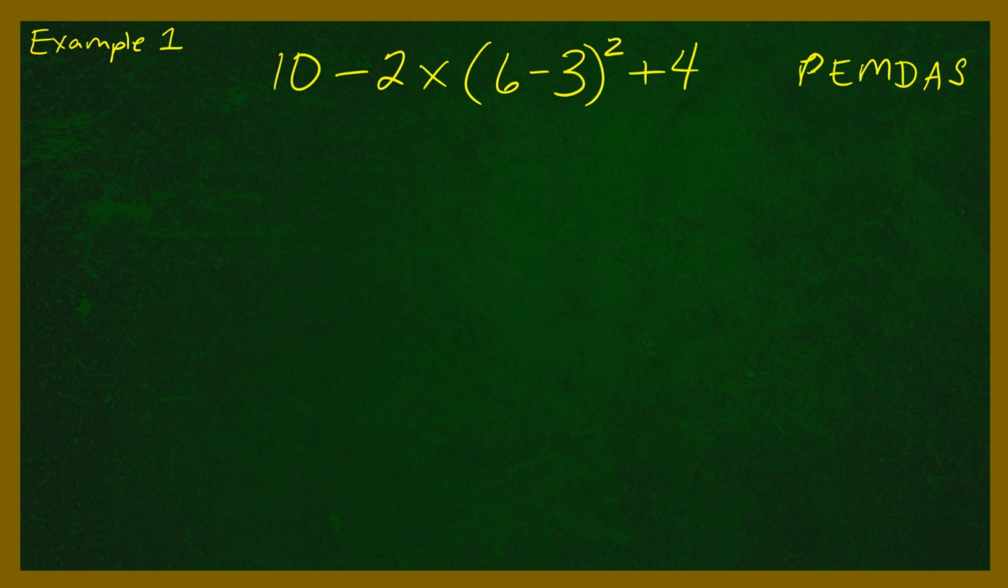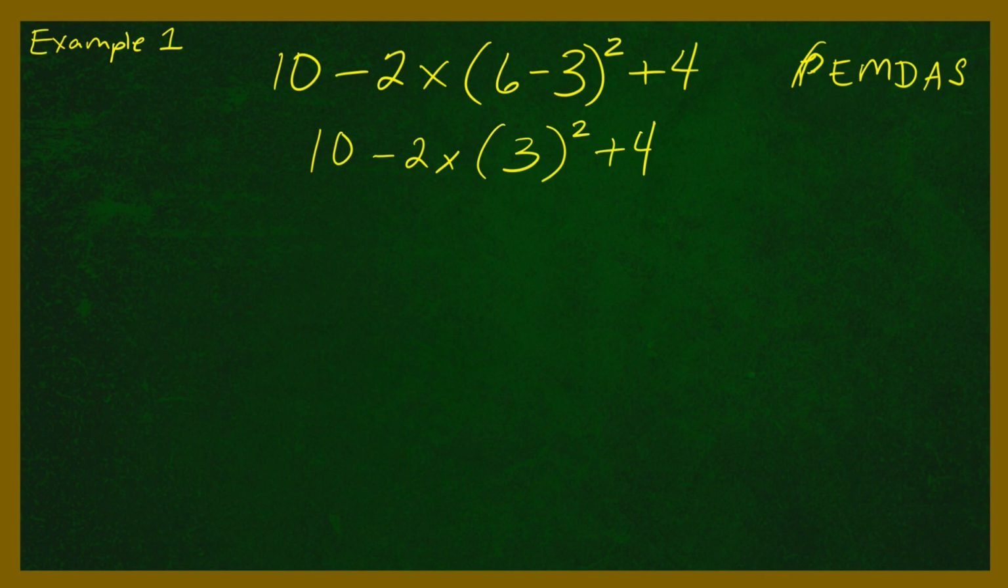So first let's take a look to see if we have any parentheses. And we do right here. 6 minus 3 is within the parentheses, so we'll work that first. 6 minus 3 gives us a value of 3. Okay, so let's bring everything else down. Okay, so now that we've worked our parentheses, let's go on to exponents.